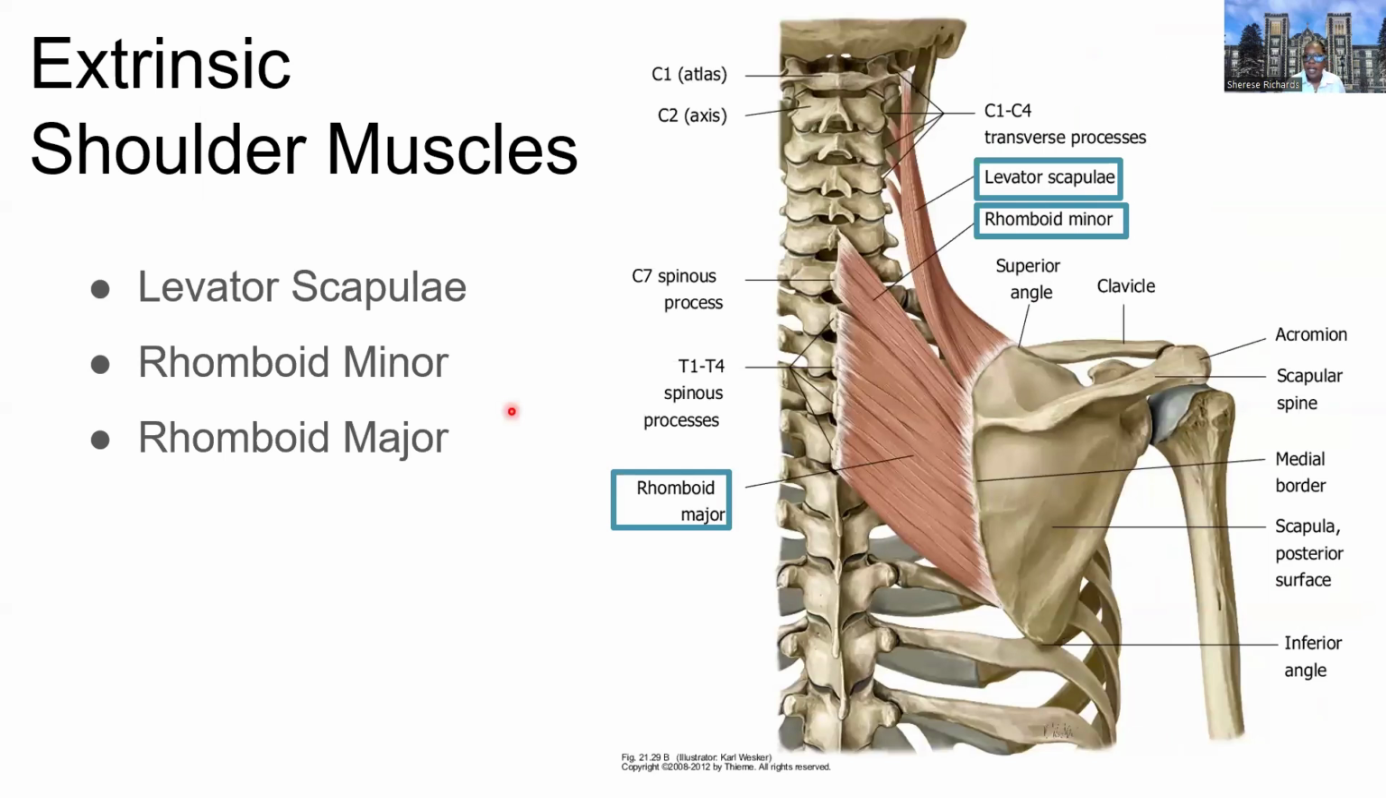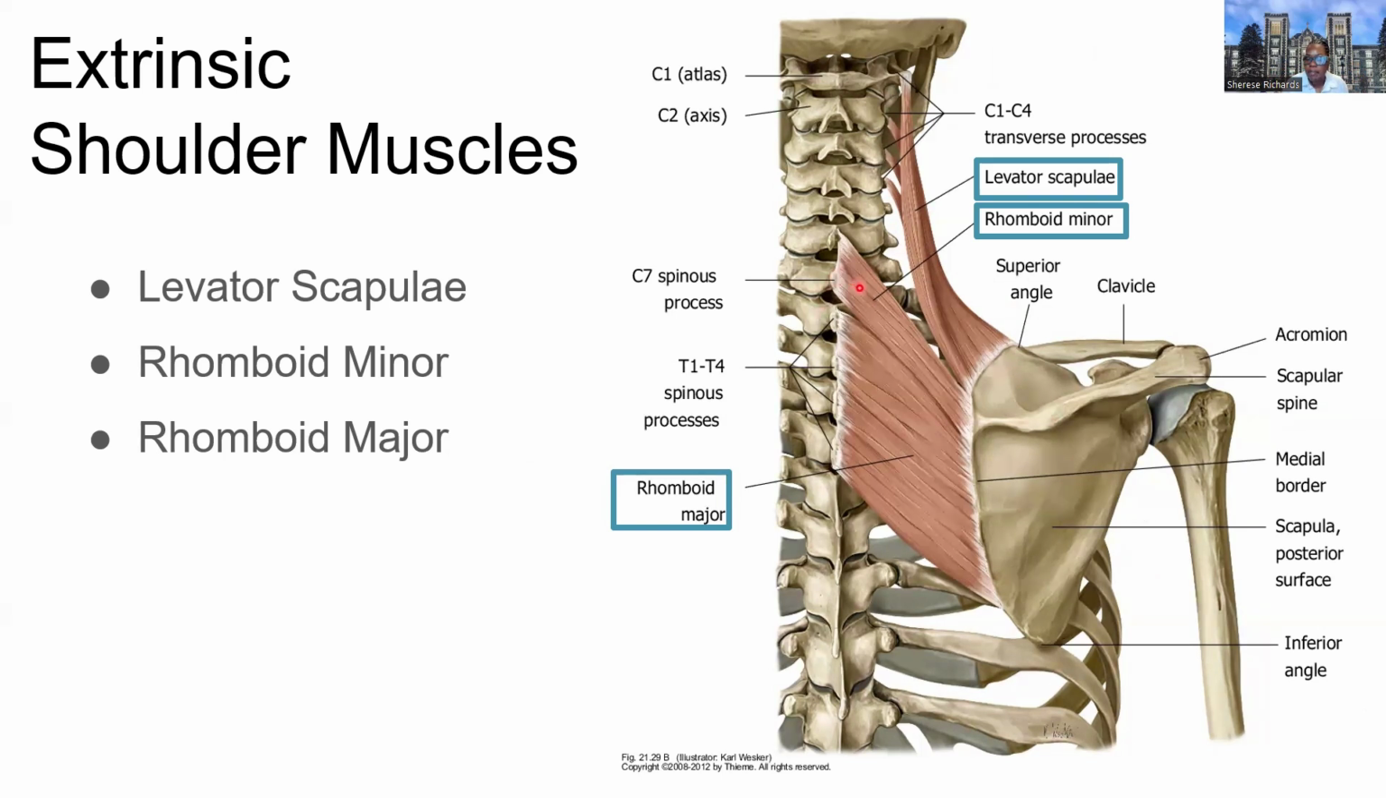If we go a bit deeper, so take those layers off, we'll encounter the levator scapulae. Levator scapulae goes from the transverse processes of the upper cervical vertebra and then inserts on the medial border of the scapula. And as we can see, its action is going to be to raise the scapula towards the head. So really important in elevating the scapula or shrugging the shoulders.